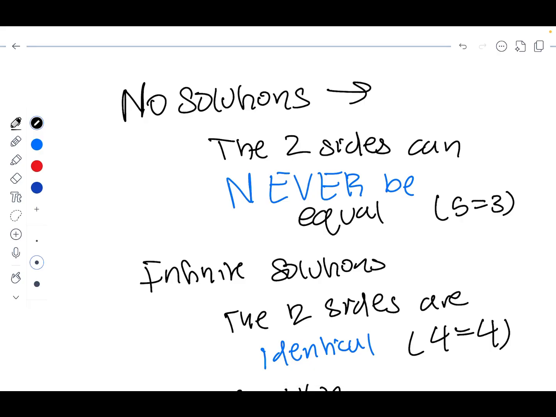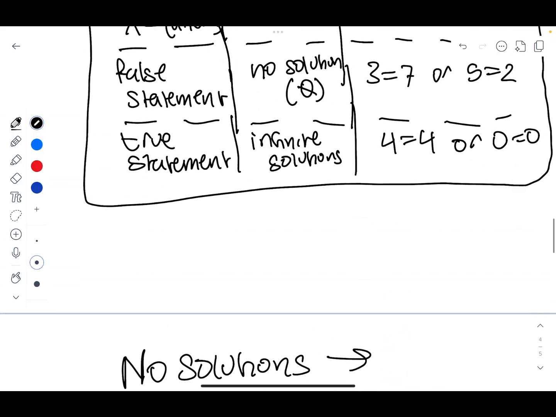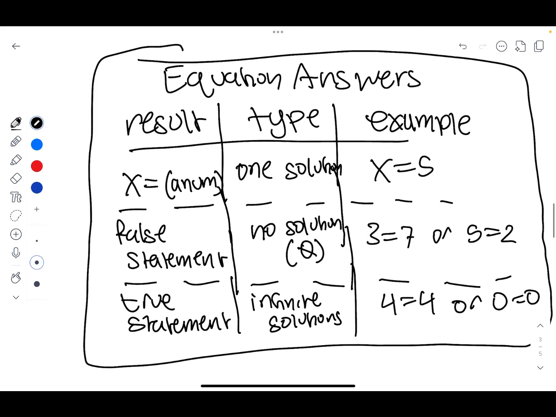So that wraps it up. In this video, we went over special cases when solving for x, like no solution or infinite solutions.